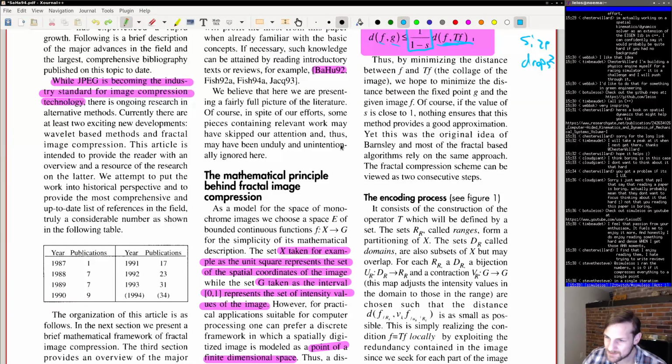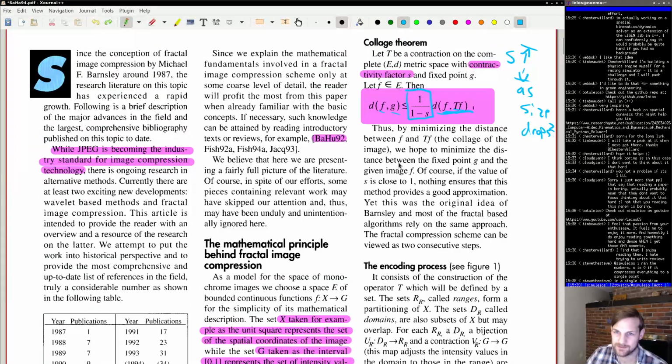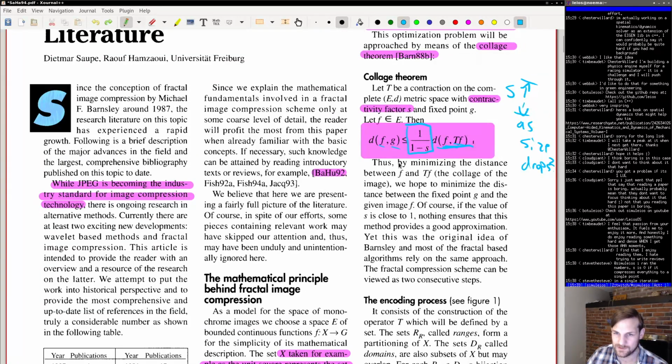I ran the numbers. S is 0 if it compresses everything to a single point. Okay, so S does go... if S is 0 when we compress to a single point, then this doesn't work if there is no contraction. So there must be a little bit of contraction.